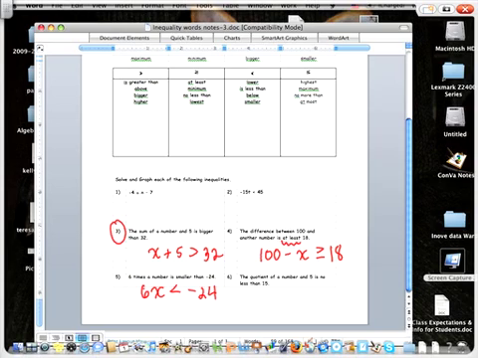And then finally the quotient. Quotient means divide. So the quotient of a number and 5 would look like x divided by 5 is no less than 15. So if we're no less than 15, then that would mean we would be 15 or bigger, which would be greater than or equal to.